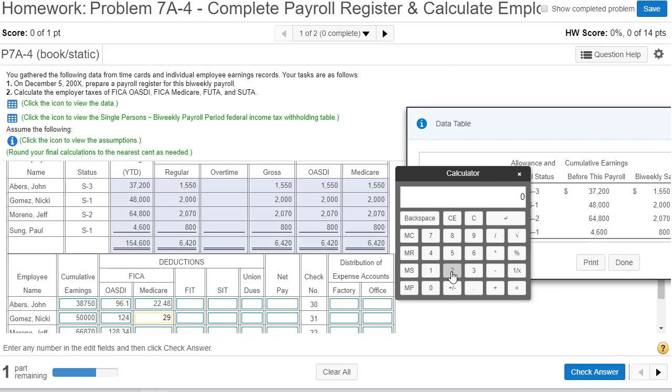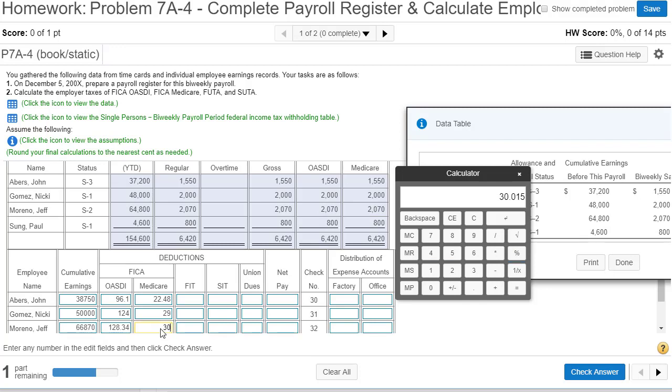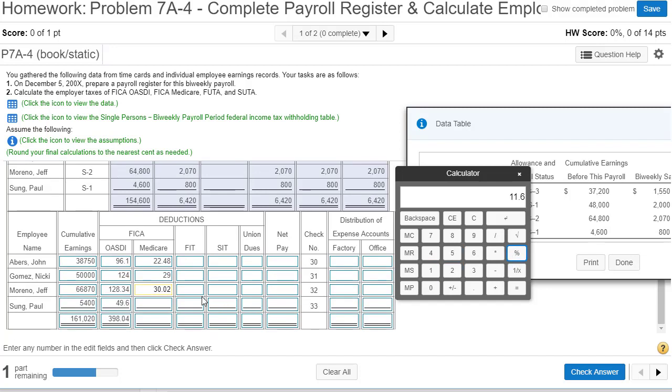Clear it. We've got 2070, which I got from here for Jeff, times 1.45%, $30.02. Got around that properly. 30.02. And then we've got to clear it. 800 times 1.45%, $11.60 for poor Paul. Add those up, we get $93.10.